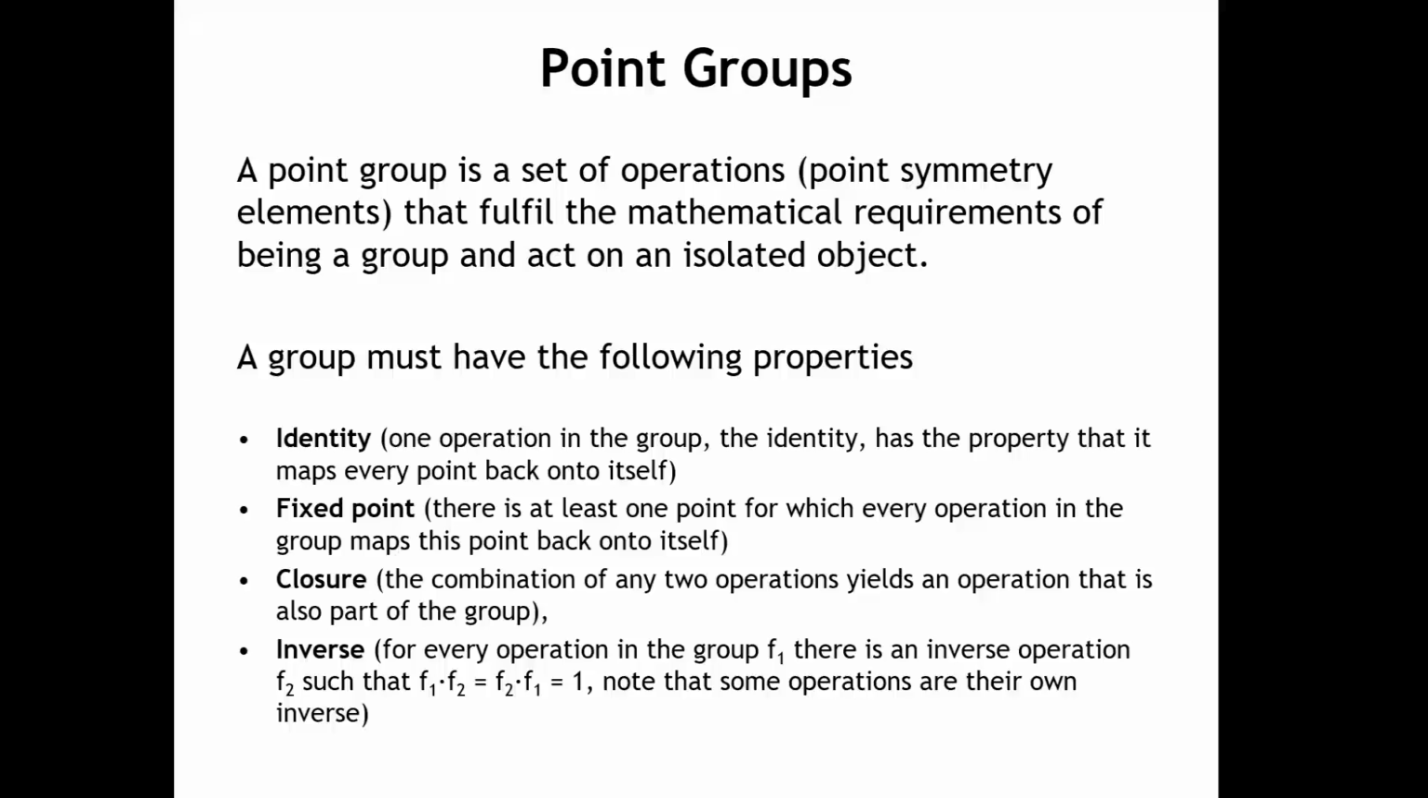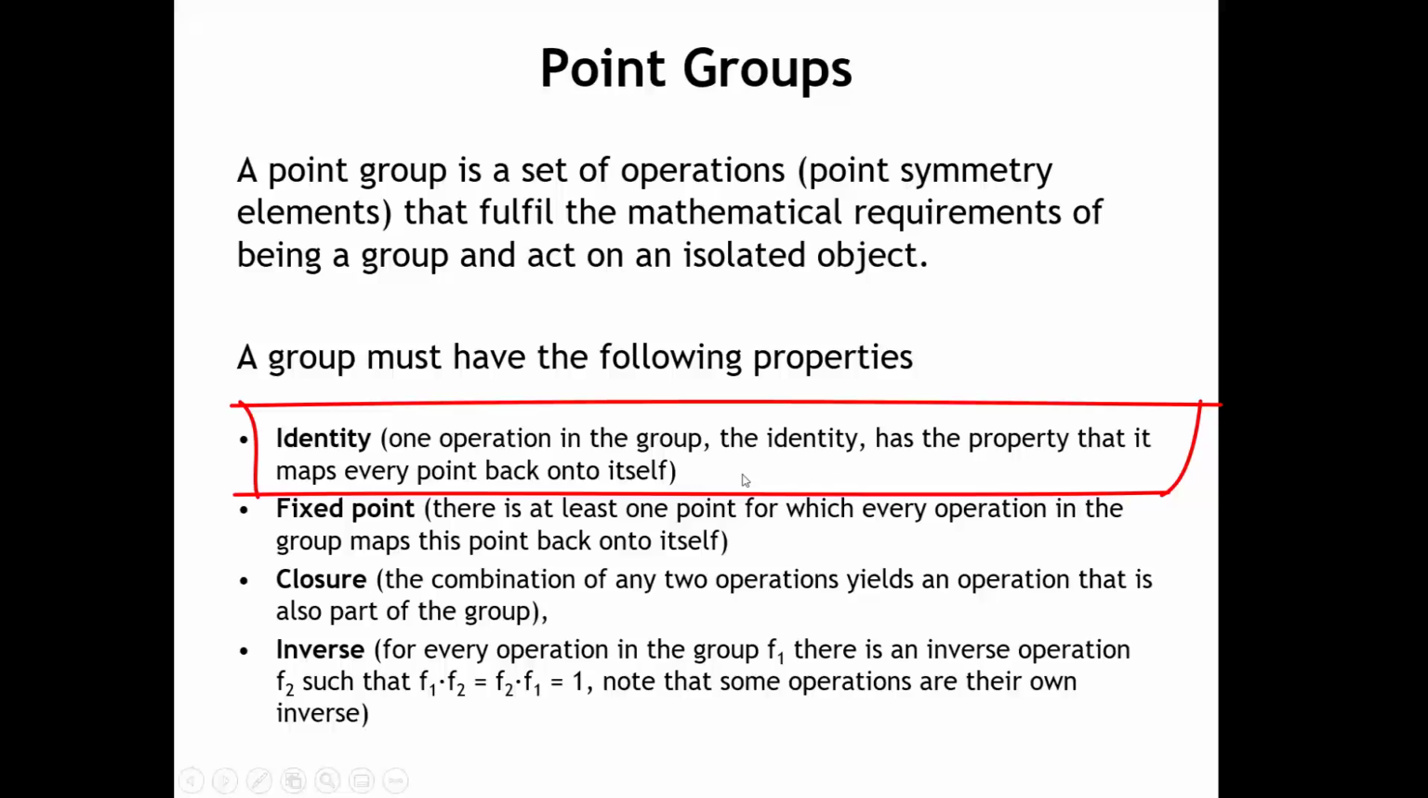So in a mathematical sense, a point group is a set of operations. Our operations in this case are point symmetry elements. And that set meets the following requirements. First of all, the set of operations must contain the identity. So there must be one operation in the group that leaves the object entirely unchanged. This is not that interesting for us because everything has an identity, but mathematically we have to remember to include it.